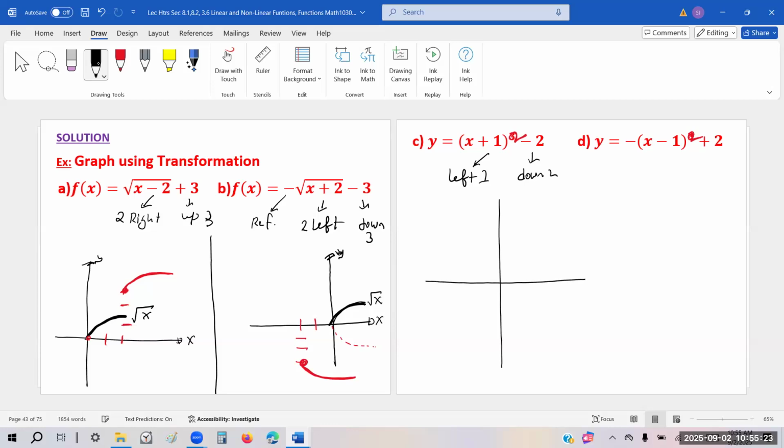I actually changed it to square function. So what's the shape of the square function? Parabola. The original parabola is here. Take this parabola, go 1 left, 2 down. 1 left, 1 down, 2 down here. And then draw the parabola again.